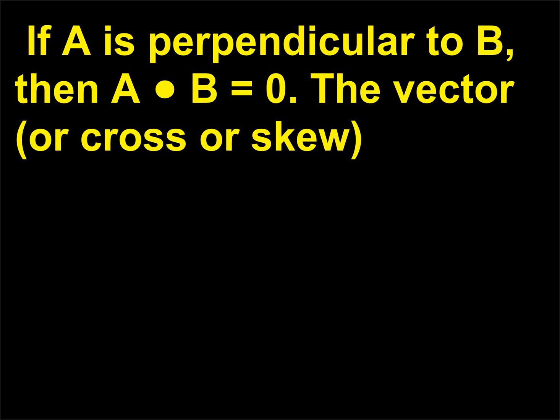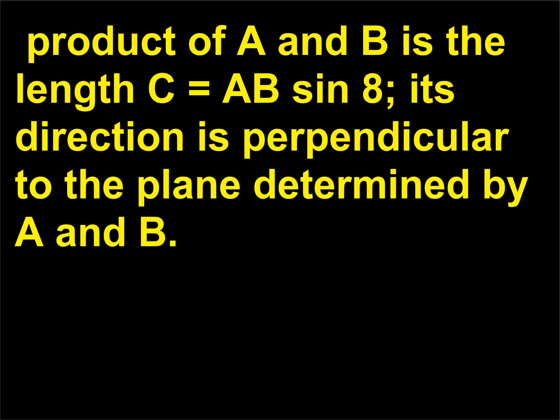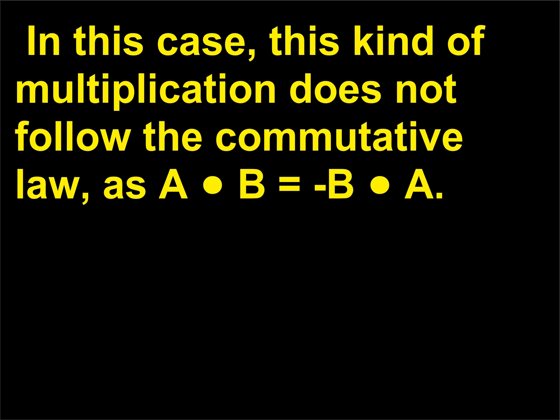The vector, or cross or skew, product of A and B is the length C = AB sin θ, and its direction is perpendicular to the plane determined by A and B. In this case, this kind of multiplication does not follow the commutative law, as A×B does not equal B×A.